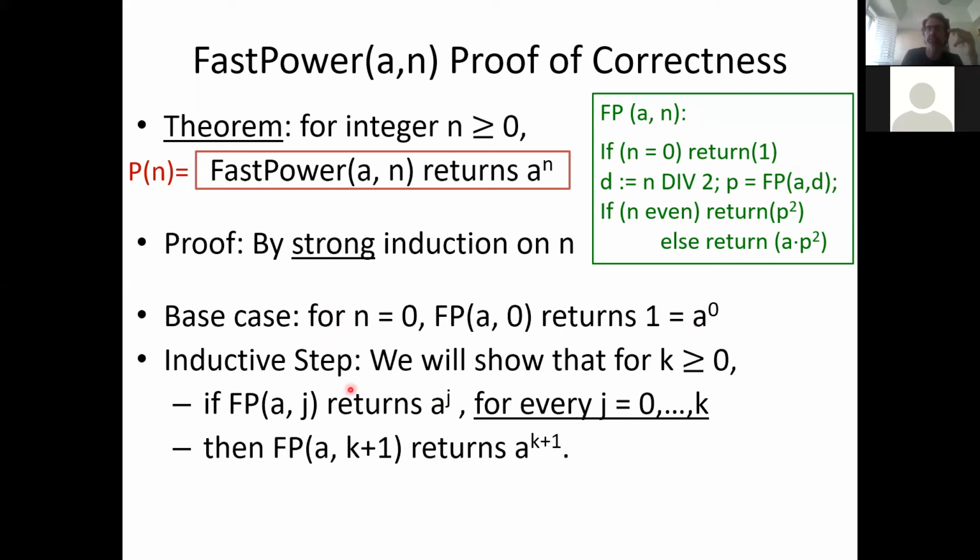Now, in the inductive step, we'll use strong induction. So we'll show that if we assume, for any k, that the algorithm returns correct outputs on any input, as long as this input is smaller than or equal to k, so it's correct on all integers up to k, then we'll argue under that stronger, more powerful assumption that the algorithm will actually output the correct value at point k plus 1 as well, right?